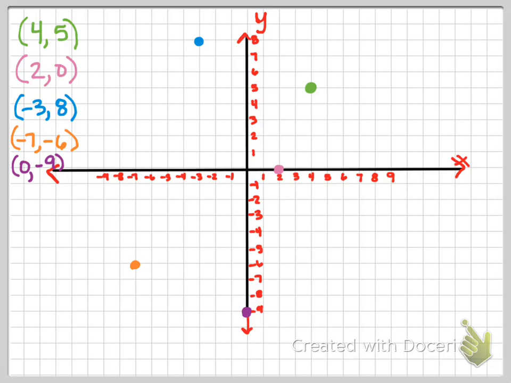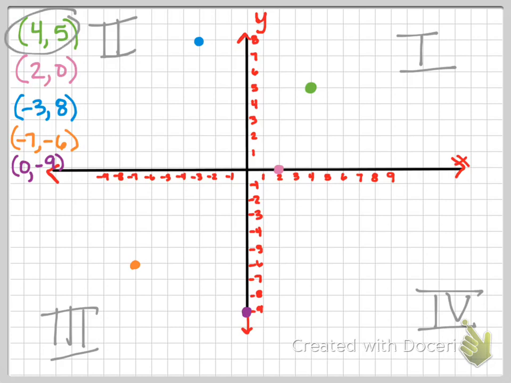Now, let's label our quadrants of our graph because you are going to need to know these quadrants. All right? Where is quadrant 1? It's going to be located right up here in the top right-hand corner. Then I go counterclockwise, quadrant 2, 3, and 4. Okay, so I have my x and y axes labeled, I've got my quadrants labeled, and I've plotted all of my points.